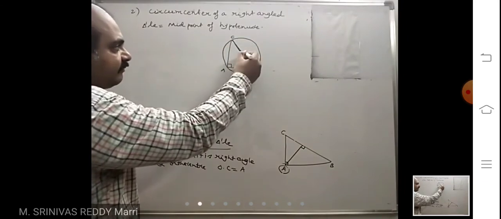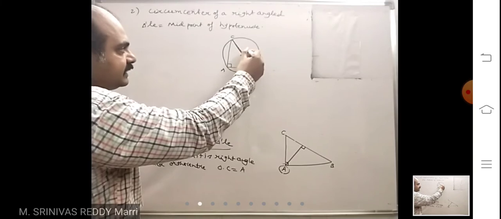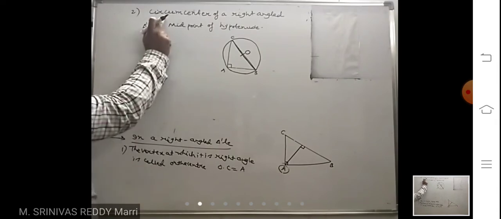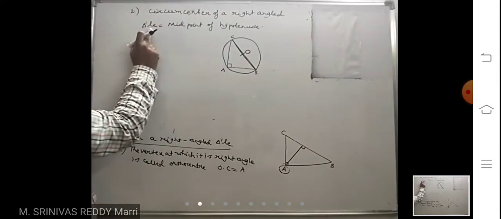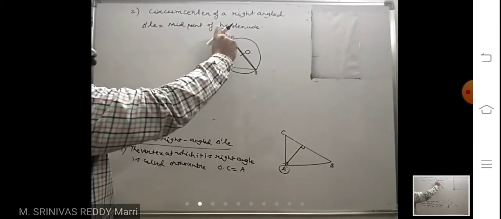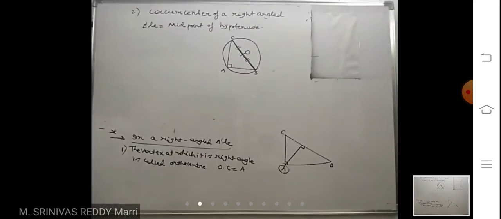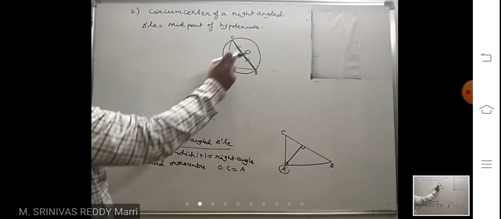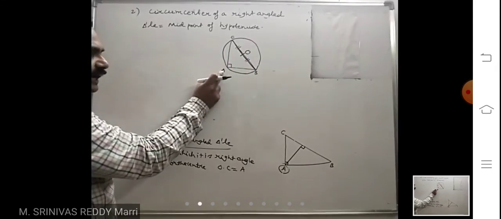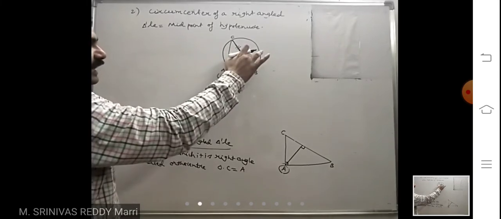So for the diameter, what is the midpoint? That is nothing but the center of the circle. So midpoint is nothing but O. That means circumcenter of a right angle triangle is nothing but the midpoint of the hypotenuse. These lengths will be equal. The vertex at which it is a right angle is orthocenter. So this is orthocenter H. This is circumcenter O.